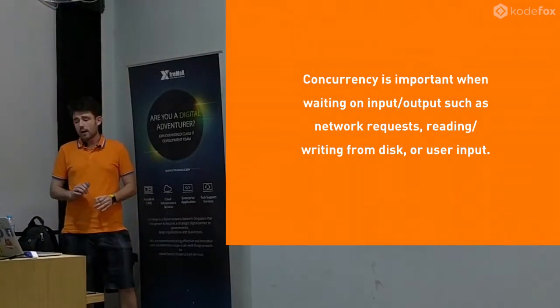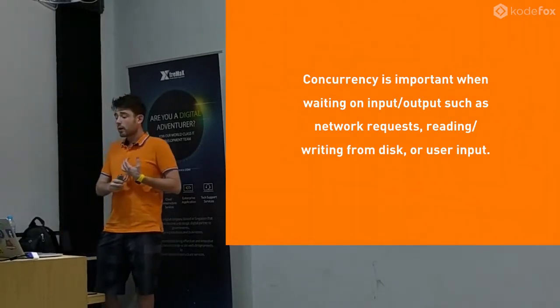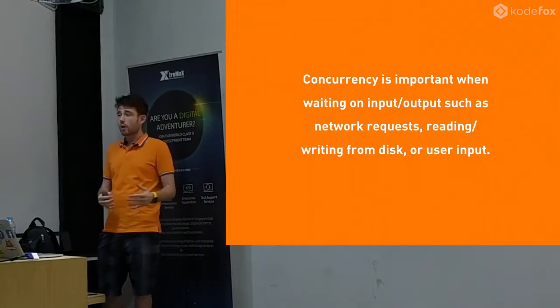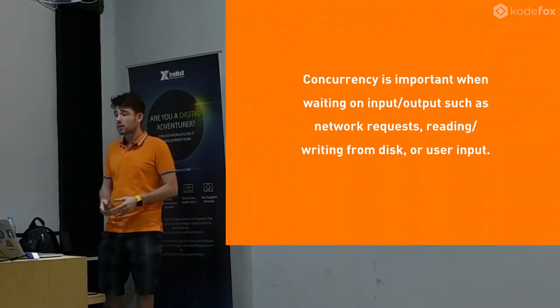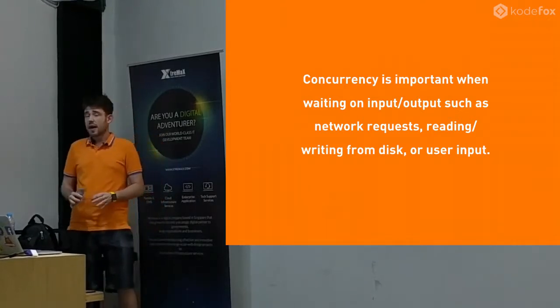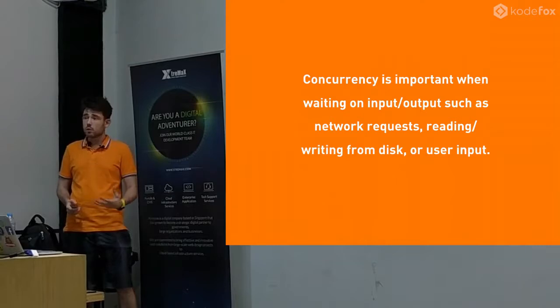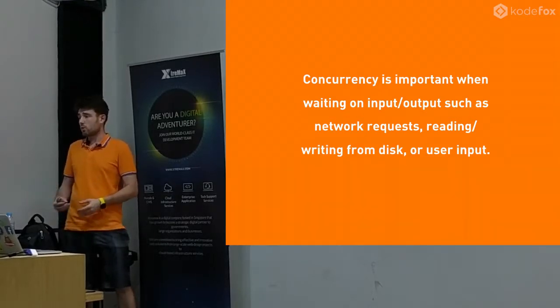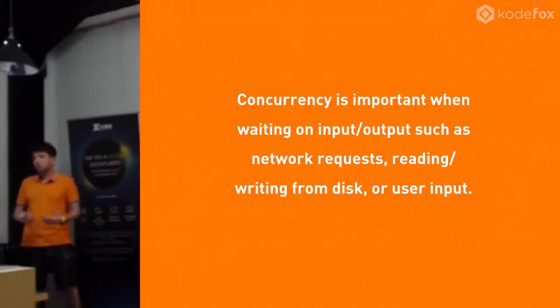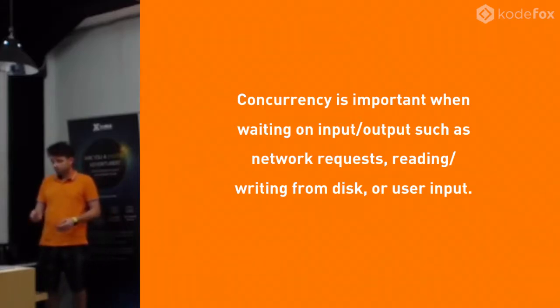Concurrency is specifically important when we're dealing with user input. Input/output, as in network requests. Also user input, users interacting with the system, and reading and writing from disks. Anything that is considered asynchronous activity, where the CPU needs to stop and wait for the user to do something, or the CPU needs to stop and wait for some data to arrive from the database or the network.